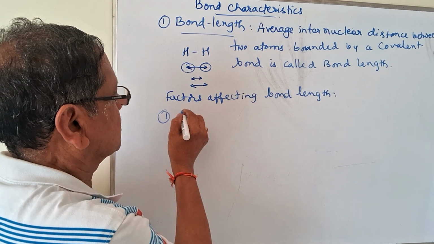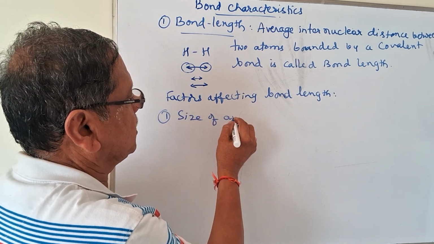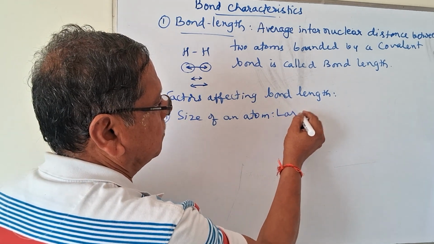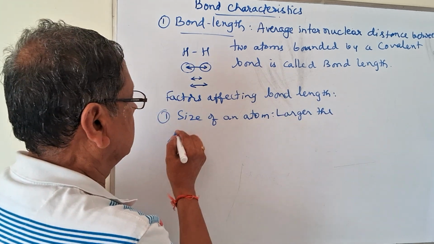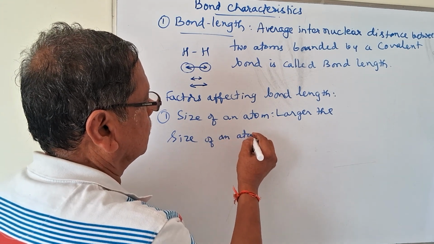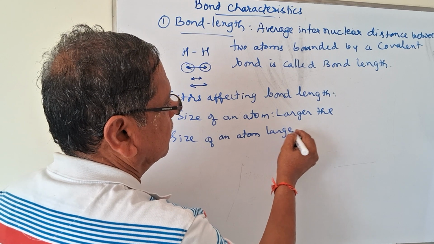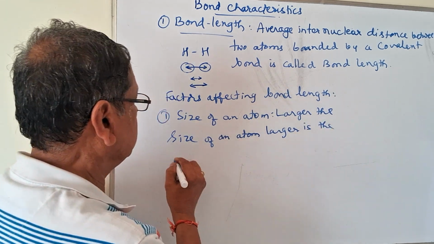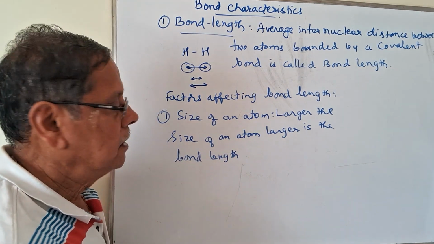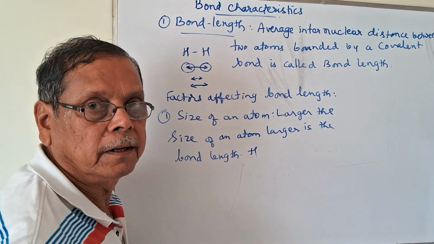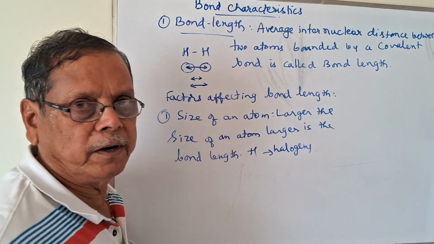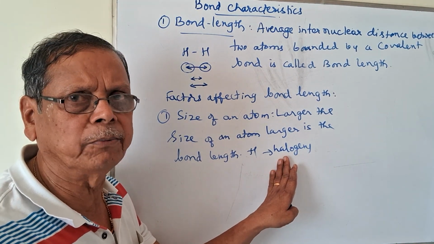The first factor is the size of an atom. Larger the size of the atom, larger is the bond length. Now let us compare with some examples. Suppose one atom is fixed as hydrogen, and then we take the halogens. Among the halogens, the size of the atom is called the atomic radius.